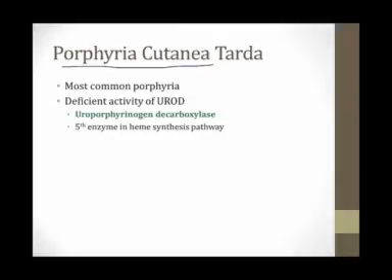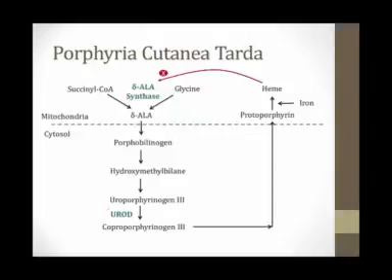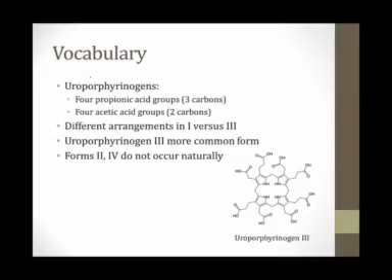Porphyria cutanea tarda, often called PCT, is the most common porphyria. It results from deficiency of the enzyme URAD, which is uroporphyrinogen decarboxylase. This is the 5th enzyme in the heme synthesis pathway. Going back to our map of the heme synthesis pathway, this is where the enzyme URAD exerts its effects. It converts a structure called uroporphyrinogen 3 into another structure called coproporphyrinogen 3, and this is the 5th enzyme in the heme synthesis pathway. To understand this disorder, we need to work through a little bit of chemical vocabulary.